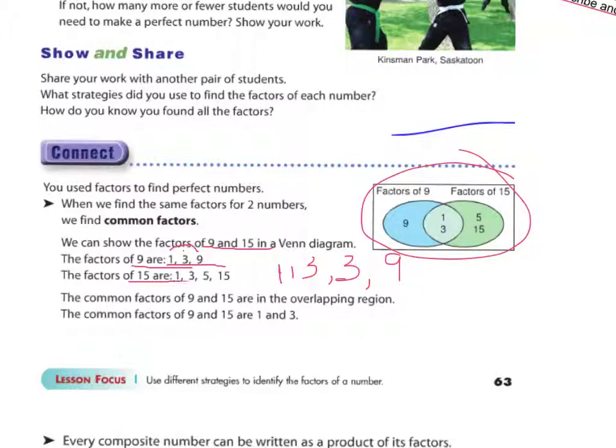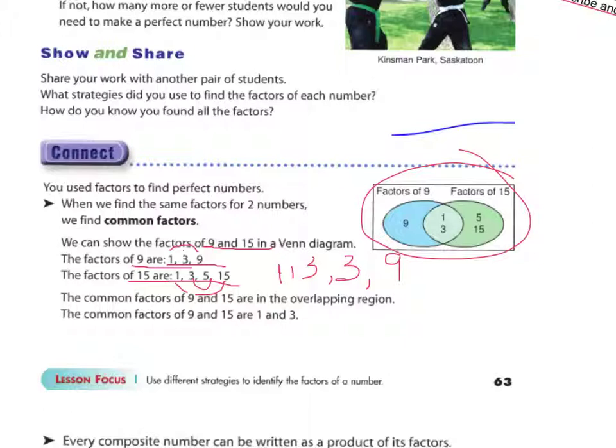Factors of 15 then are 1 and 15 multiplied to equal 15, and 3 and 5. And you need to try to find them all. The key with factors is finding all of the ways that you can multiply. It's not like multiples where it could go on and on and on. Factors have a definite number of factors, and you need to make sure you've gone through your multiplication facts in order to find all of them. If you don't have all of them, it messes up your common factors and such.